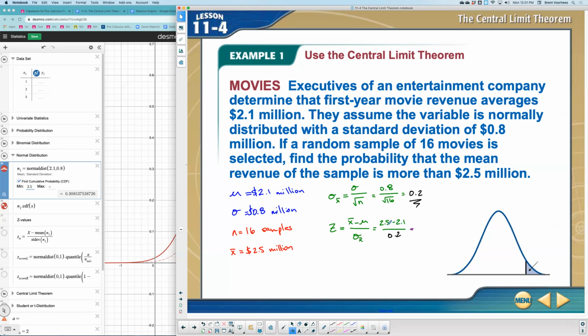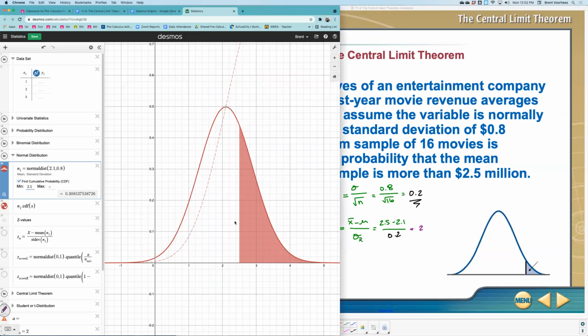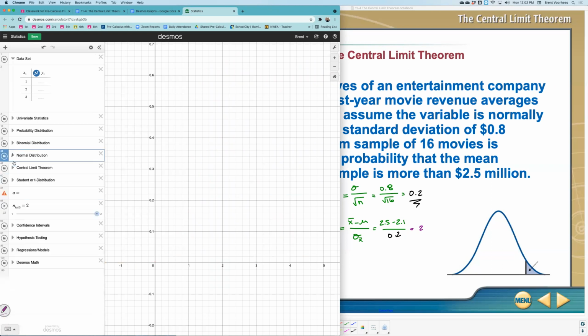Well, 2.5 minus 2.1 is 0.4. When you divide that by 0.2, you get 2. So that's the z value. So what that means is if I go here, now that was my curve that I said that's not looking right. What I'm going to do is just for a second here, I'm going to turn this off.